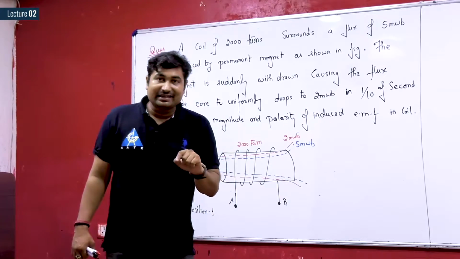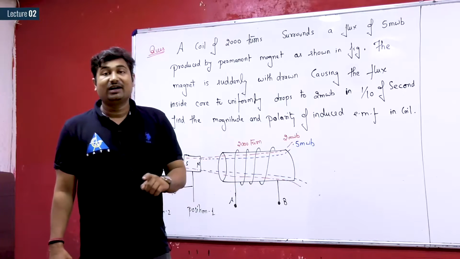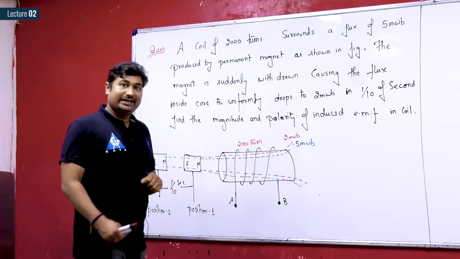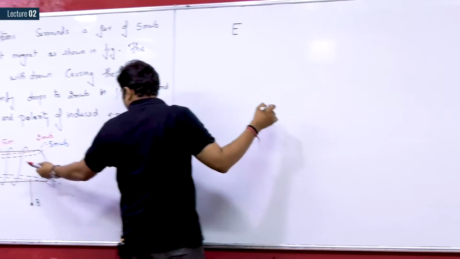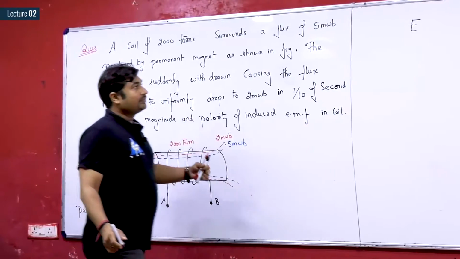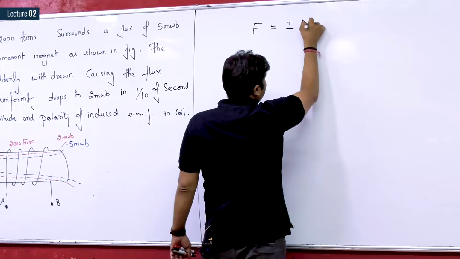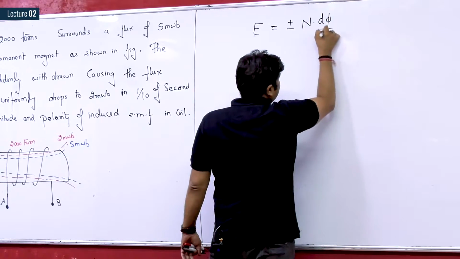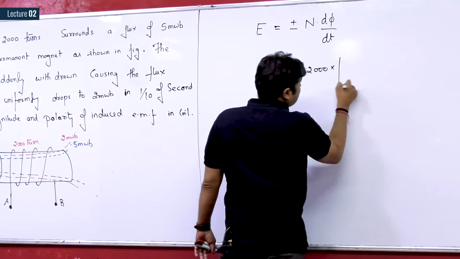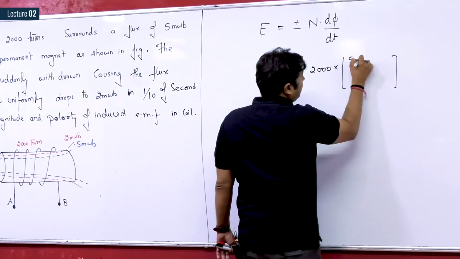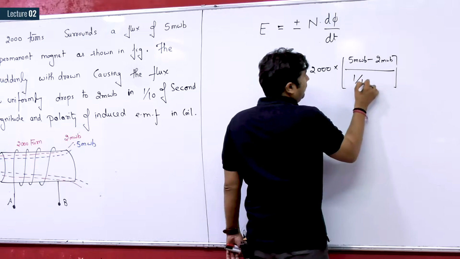Whenever the flux linking the coil changes with time, there will be an induced EMF across the coil as per Faraday's law of electromagnetic induction. So one can say, sir, there will be an induced EMF across this conductor of 2000 turns, and that induced EMF is, as per Faraday's law, plus minus N d phi by dt. The total number of turns is 2000. The total change in flux is from 5 milliweber to 2 milliweber in 1/10 of a second.